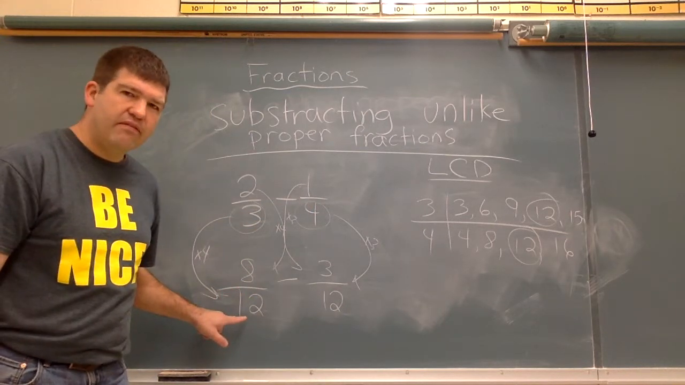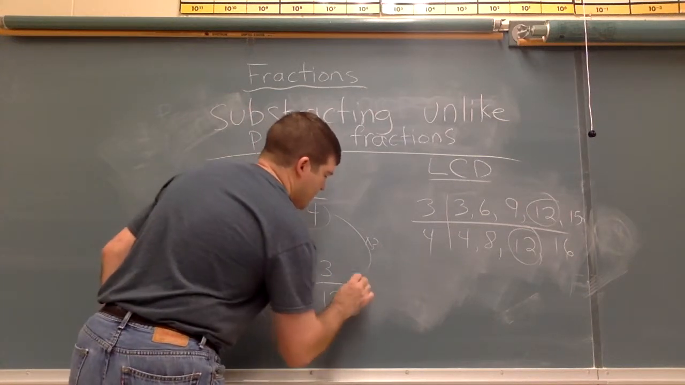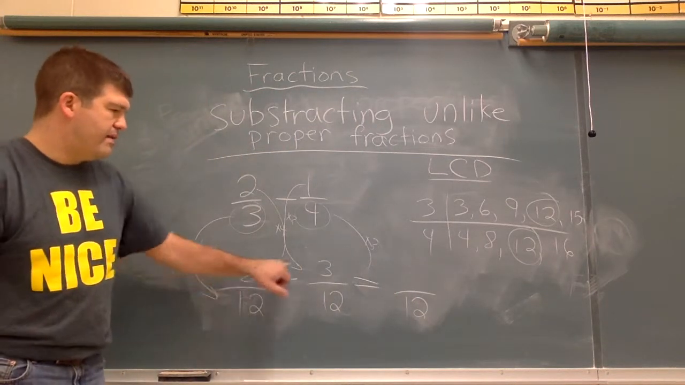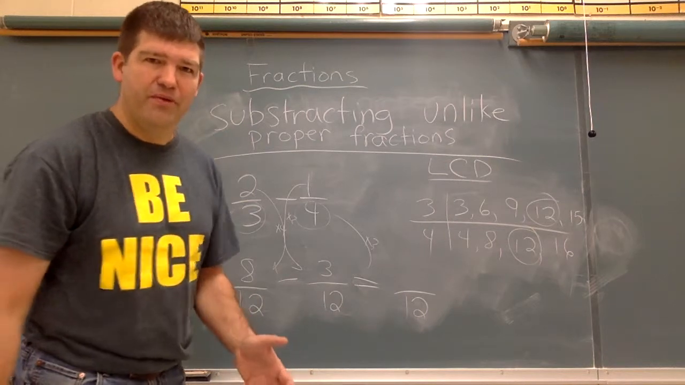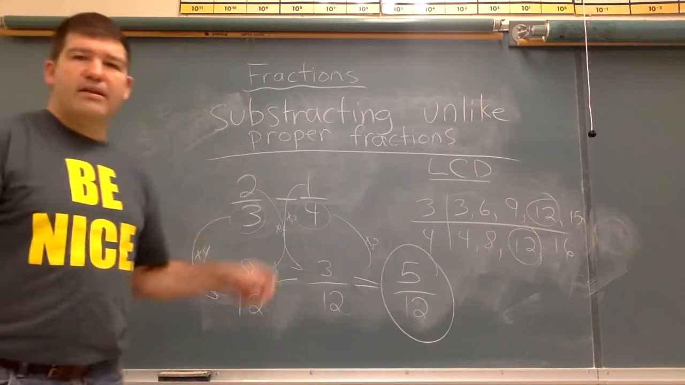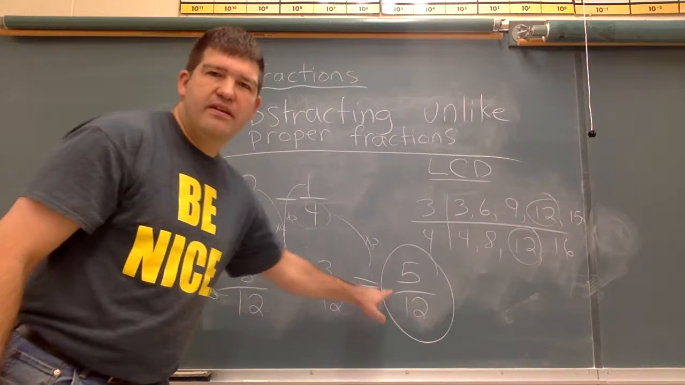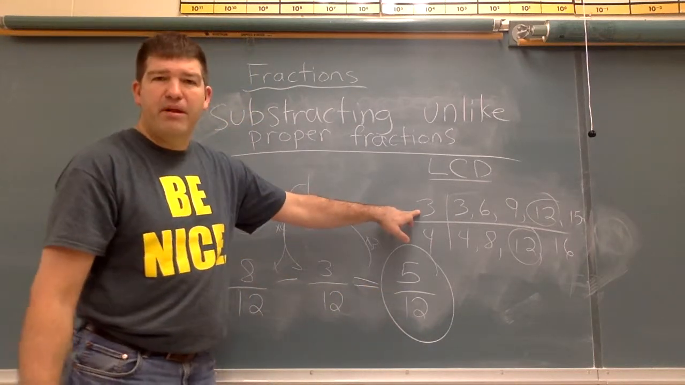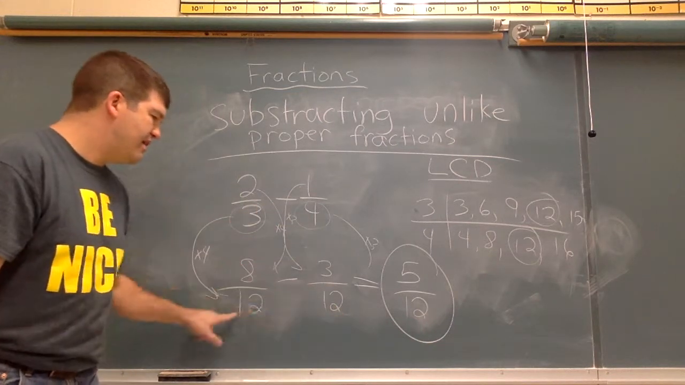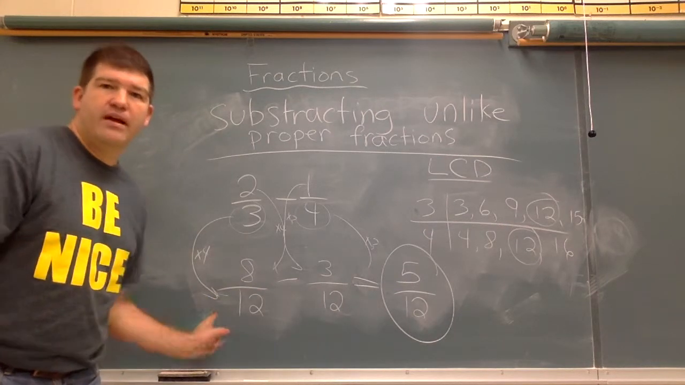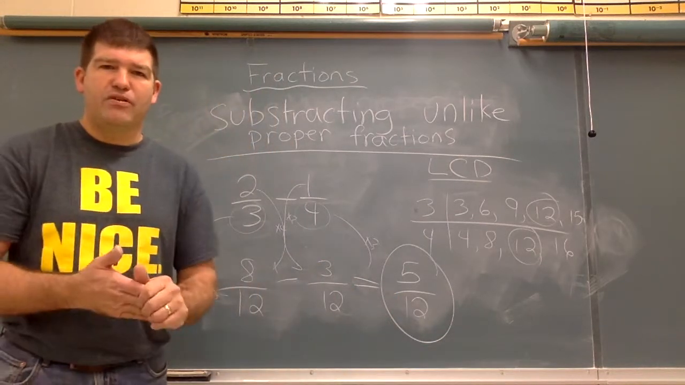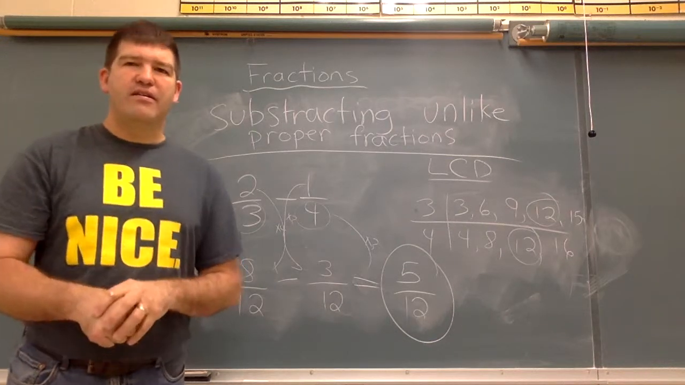These are now like fractions, and I can easily subtract them. 12 is my denominator, and now I go 8 minus 3, which is something that we should all be able to do. So 8 minus 3 is 5. 2/3 minus 1/4 is 5 twelfths. And the way I got that was finding the least common denominator, put them into equivalent fractions, and once they're equivalent to each of these and they're like fractions, I can just go across. 8 minus 3 is 5, my 12 goes across, and I get 5 twelfths. And that's how you subtract unlike proper fractions.